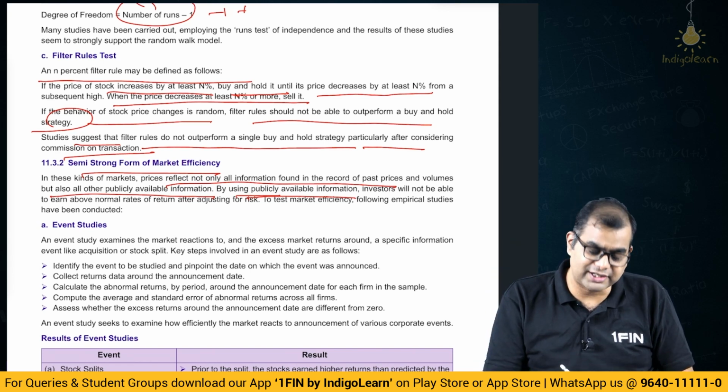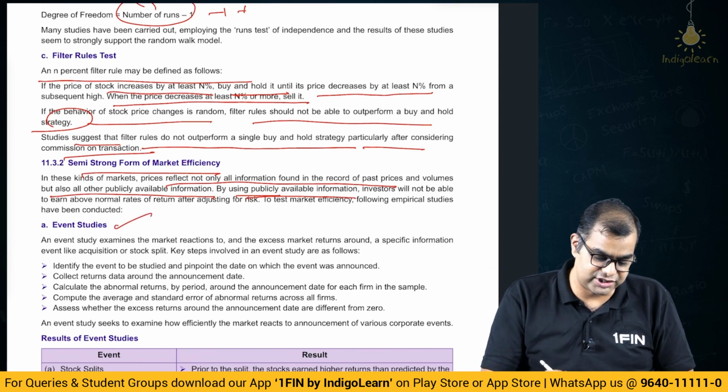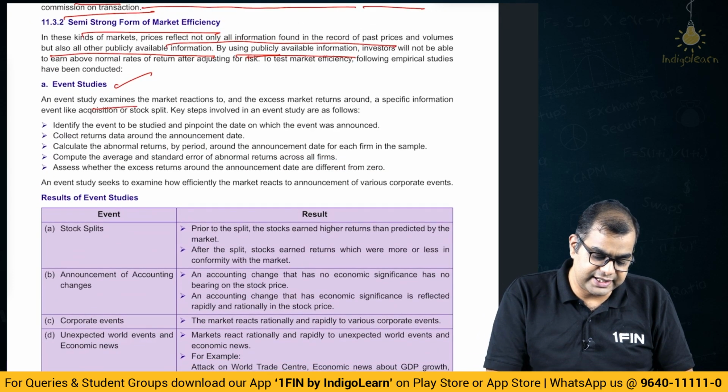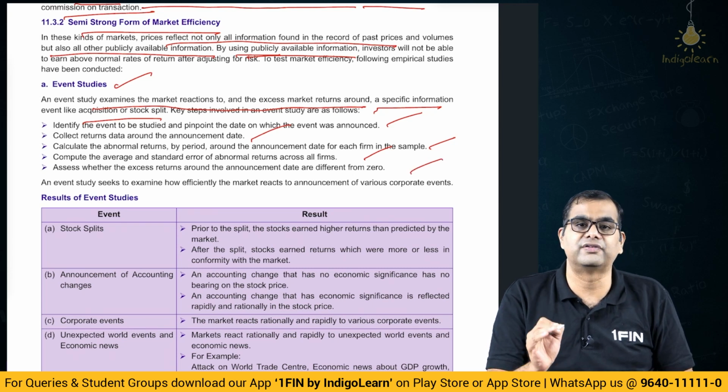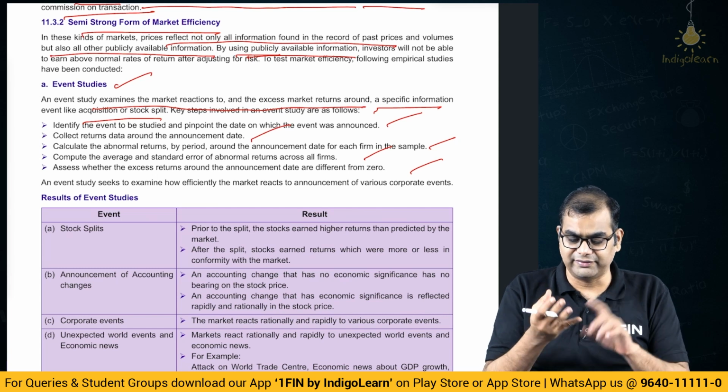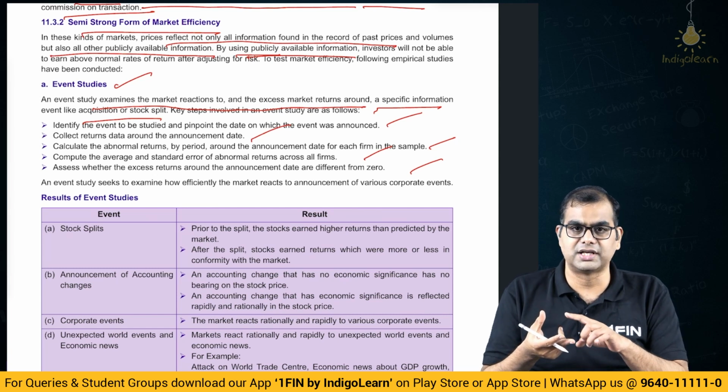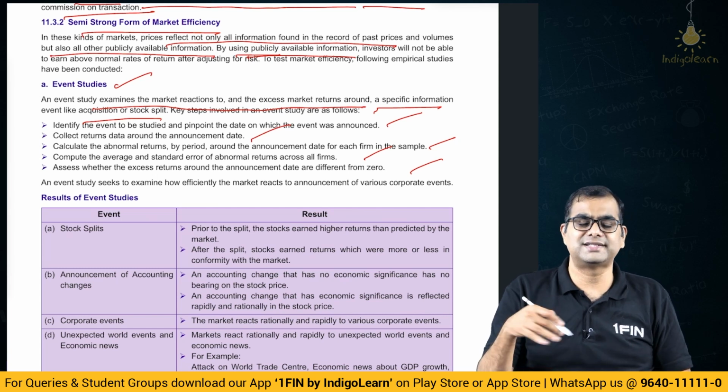So, how have they tried to check for this? They have done event studies. What is an event study? An event study examines market reactions, the excess market returns, around a specific piece of information like an acquisition or stock split. You identify the event, collect the returns around the announcement date, calculate the abnormal returns around the date, compute the average and standard error of the abnormal returns across all firms, and assess whether the excess returns around the date are different from zero. So, you try and see when you have a dividend, stock split, bonus and things like that, the returns around that date.